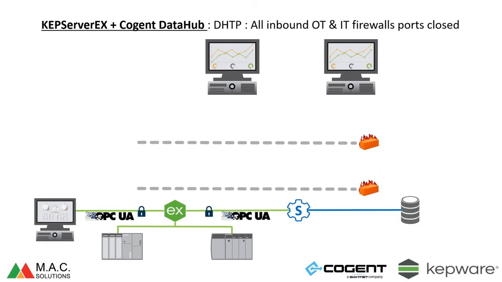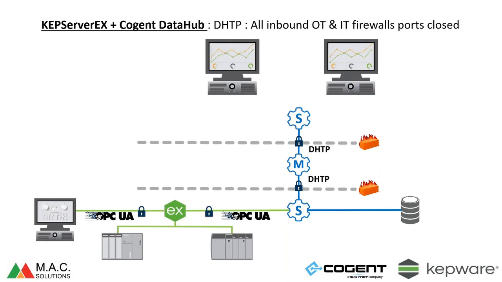That node of Cogent Data Hub could also do data logging, because both KEPServer and the Data Hub have the ability to log to databases. It would connect inbound to the master node of Data Hub sitting in the DMZ. On the IT side, you would install a second slave mode of Data Hub, which should also connect inbound. And you can see there are no ports outbound here.